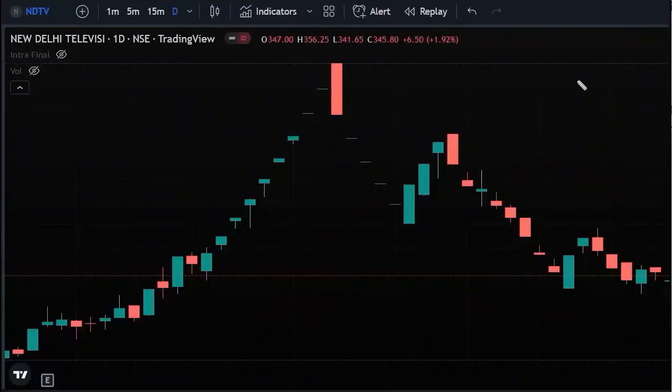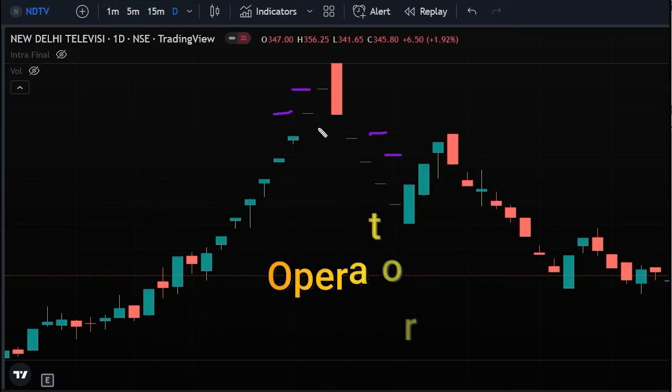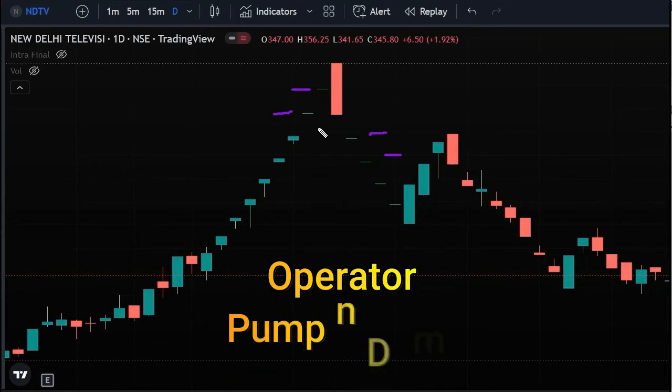Well, as you can see on the screen, this is a four price doji. All these flat lines are actually a four price doji. This is a chart of NDTV in the daily time frame, and we can see the formation of four price doji, which is actually a part of a pump and dump game created by an operator, which is very unethical but still happening in most of the markets.